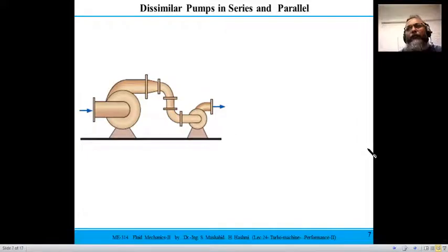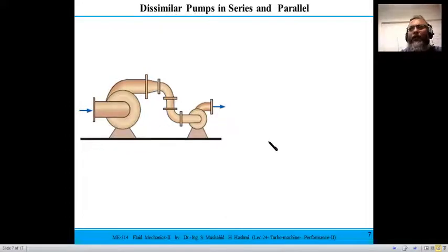Not always are two similar pumps arranged in series or parallel. It could be a possibility that the first pump is of bigger size and the second pump is of a smaller size. So here you have two dissimilar pumps arranged in series: this is the inlet of the first pump, and this is the discharge of the first pump going into the suction of the second pump.